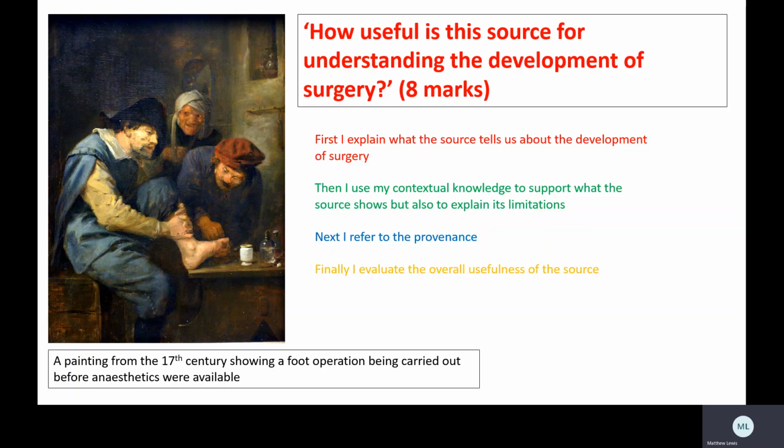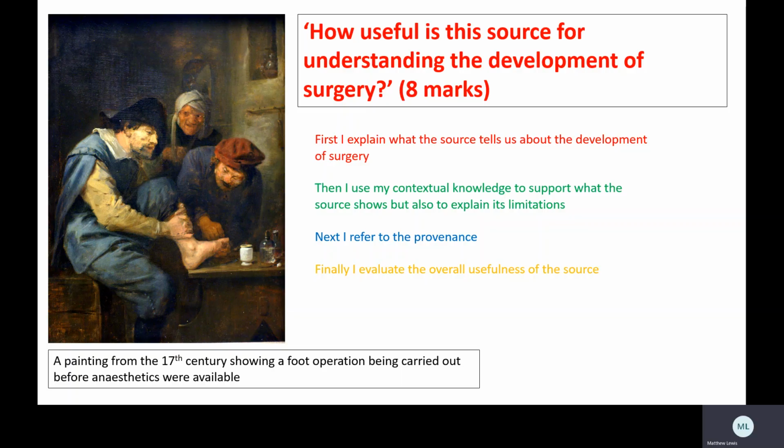Maybe you could also argue what it doesn't tell you, what it leaves out perhaps, or even if it's got something wrong. But I would particularly focus on just explaining what is going on here using your knowledge. Refer to the provenance and purpose. Then finally, overall, how useful?